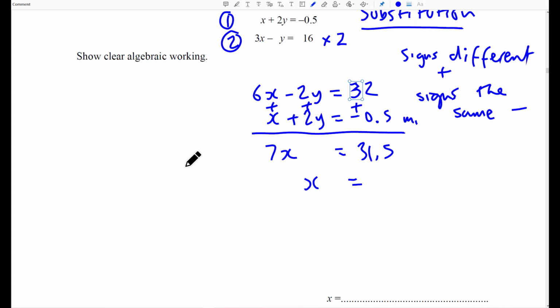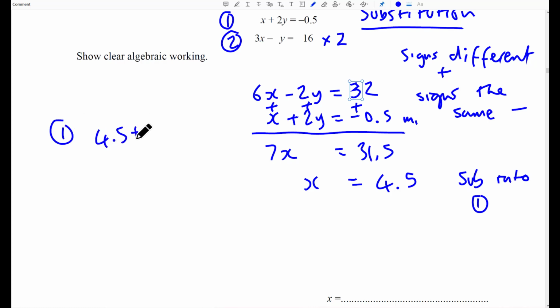It's going to be 4.5. Here on the calculator paper, you're always going to get a decimal type answer. So x equals 4.5. Now let's sub this into 1.